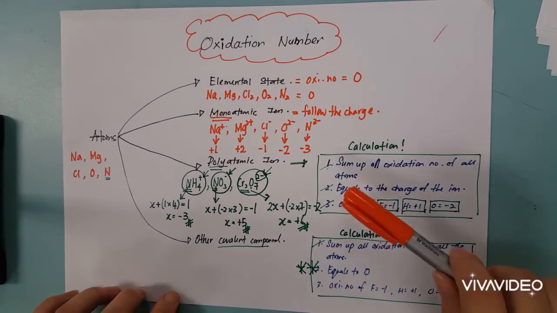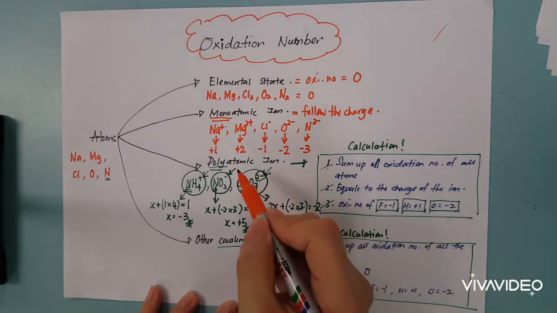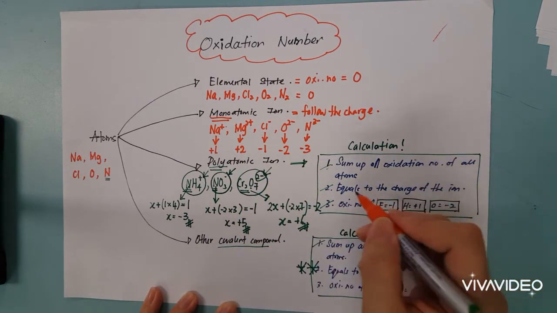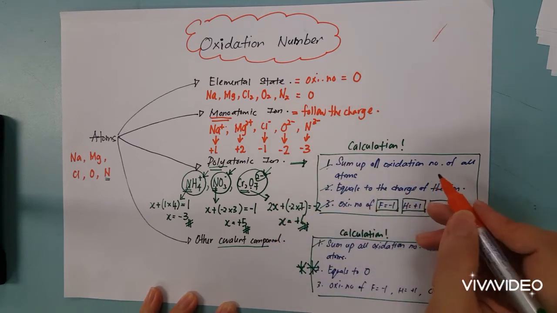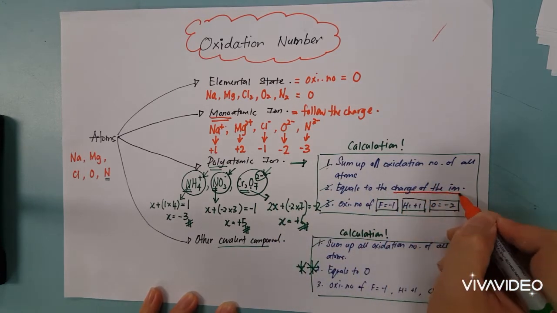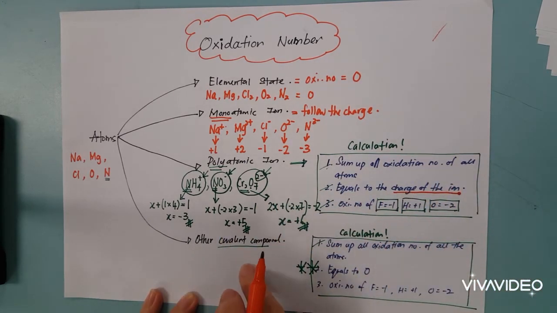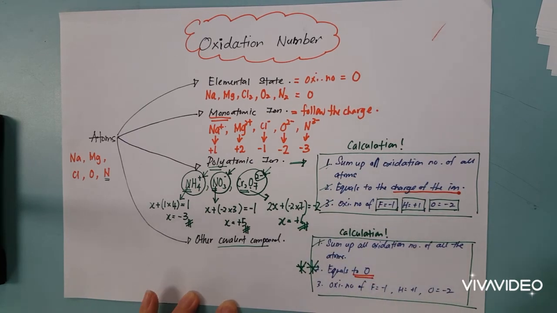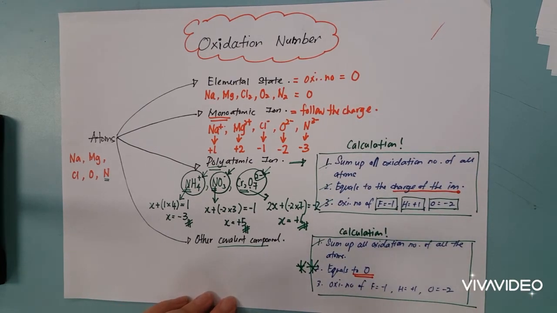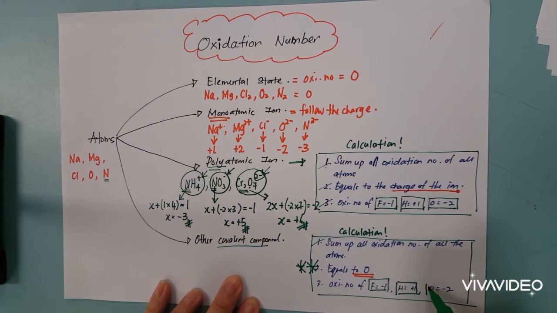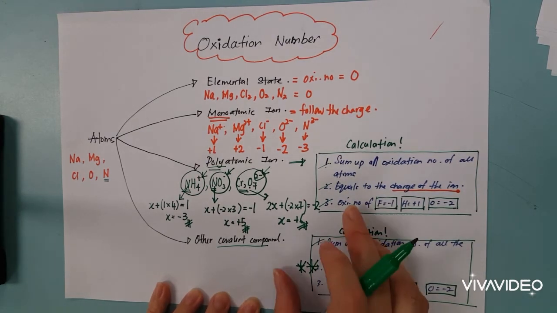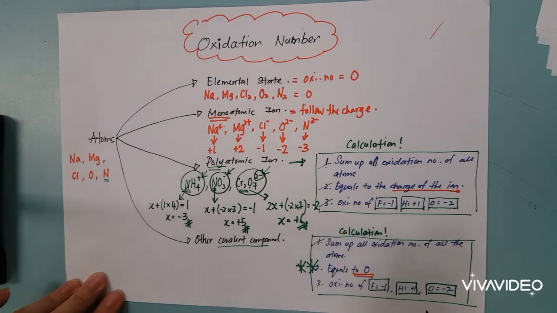So unlike the previous one, when you're working with a polyatomic ion, when you sum up all the oxidation numbers, you equal the charge of the ion. But for a covalent compound, you let it equal 0. And again, the oxidation numbers of fluorine, hydrogen, and oxygen are fixed at such figures. Alright, so with that, let's go to a specific example.